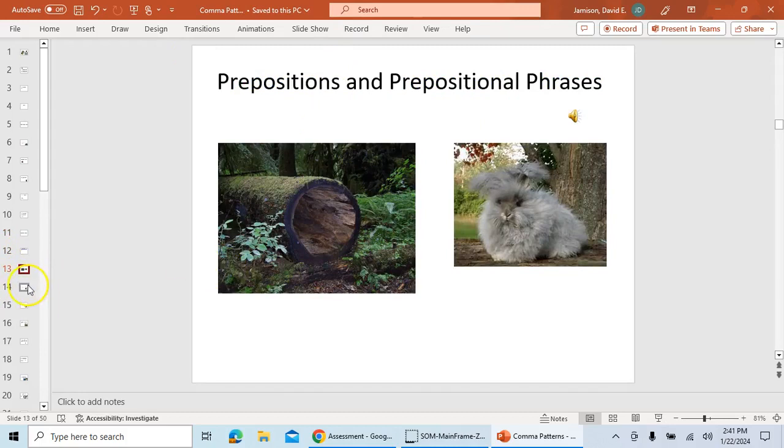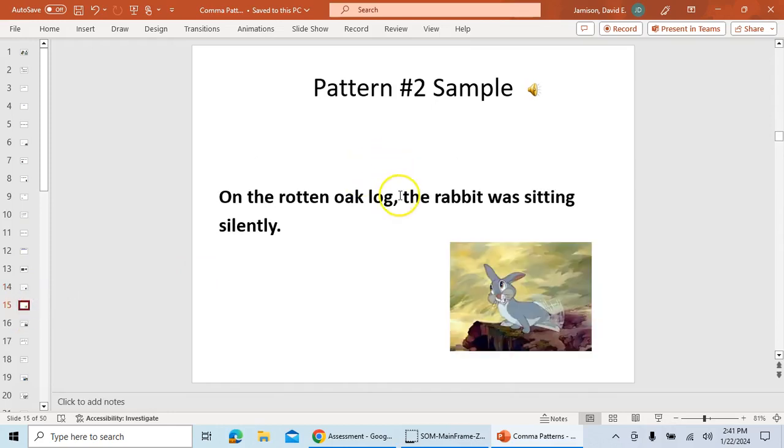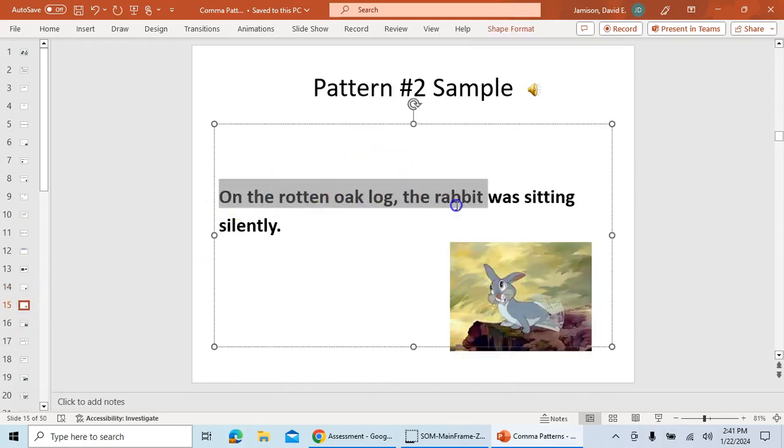So here's the sample sentence. On the rotten log, the rabbit was sitting silently. So you could probably hear from the way that I read that where the comma needs to go. It goes right after log. On the rotten log, comma, the rabbit was sitting silently.